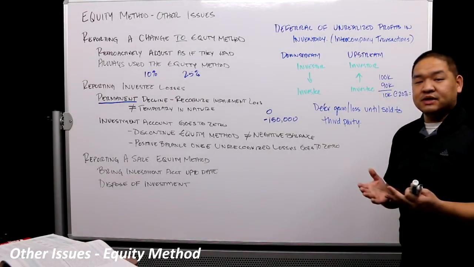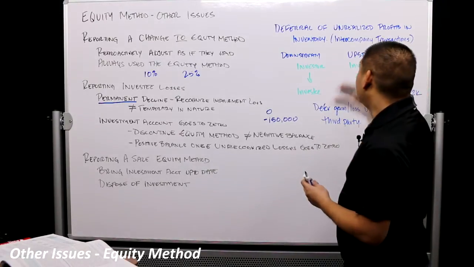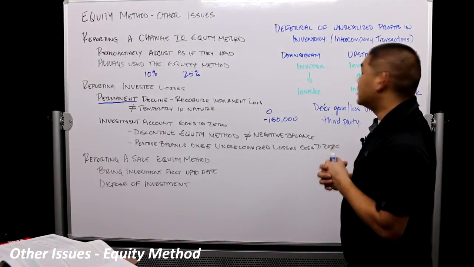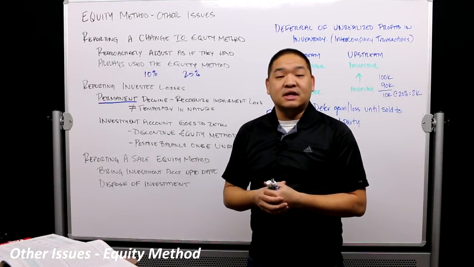So that's a very simple example. There are more examples in the book, but I wanted to give you an idea of how we do deferral of unrealized profits when it comes to inventory. So those are the things that you might see, and other issues when it comes to the equity method.